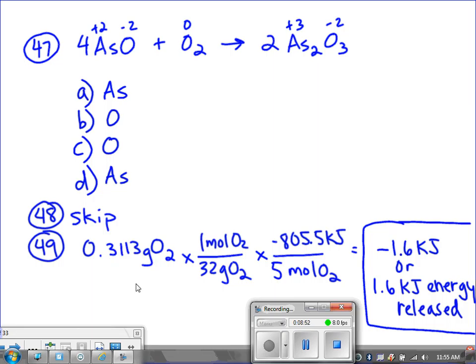49 is an energy problem. So just all the specific heat stuff we've been doing. So you take the mass of oxygen and you convert it to moles. And then using your balanced chemical equation, for every 5 moles of oxygen that were reacted, this much energy was released. So you can say that the answer is negative 1.6 kilojoules, or that there were 1.6 kilojoules of energy released. So this is your gram to mole, mole to energy problem when they give you a balanced chemical equation with the delta H value.